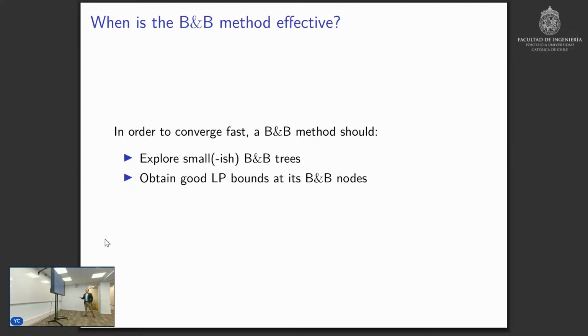In order to converge fast, a branch and bound method should, ideally, explore a small amount of the tree. You don't want to go super hard. If you have n variables and then you explore all the way down, then in all of the branches, you'll have 2 to the n subproblems, and you don't want to do that. That's too expensive.